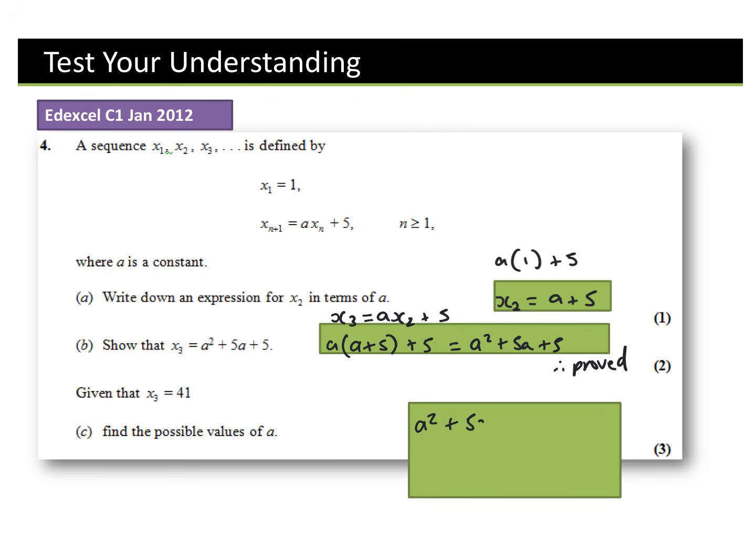And it says that given that x3 equals 41, find the possible values of a. So a squared plus 5a plus 5 equals 41. a squared plus 5a minus 36 equals 0. I can factorise this: 9 and minus 4. So a equals minus 9 and a equals 4. Now, it doesn't say that a is positive or negative, so we can accept both. Okay, if you're happy with this, please can you do the questions in the book?